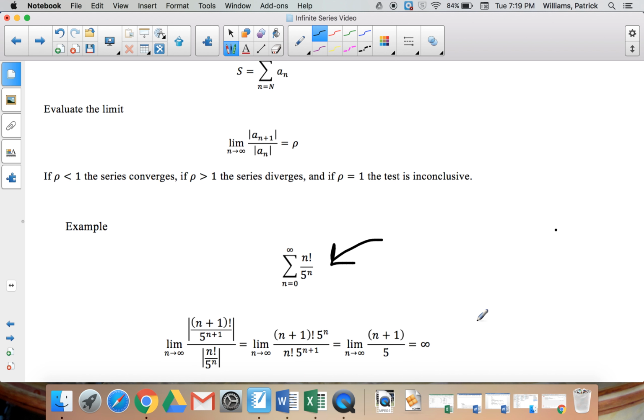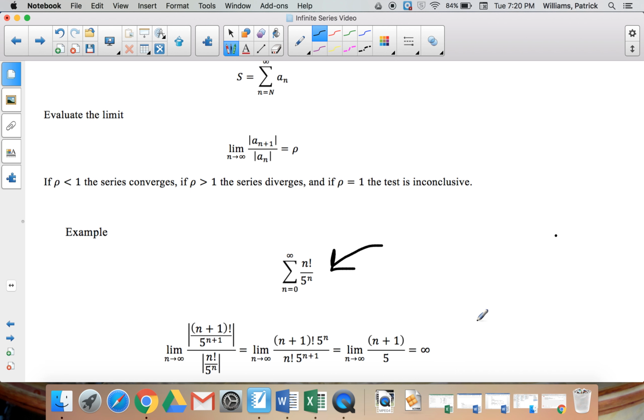If you apply the ratio test, we get that a sub n is obviously n factorial over 5 to the n. So a sub n plus 1 will be n plus 1 factorial over 5 to the n plus 1. We divide that by a sub n, again putting absolute value signs on everything. In this case, neither the top nor the bottom is ever going to be negative, so in the next step, we just ditch the absolute value signs. And look at what we did right here.